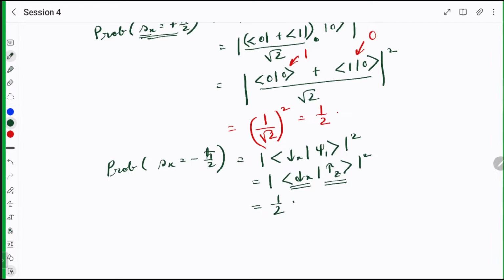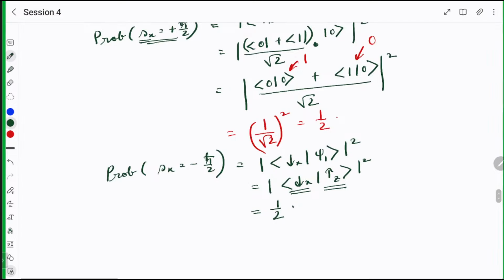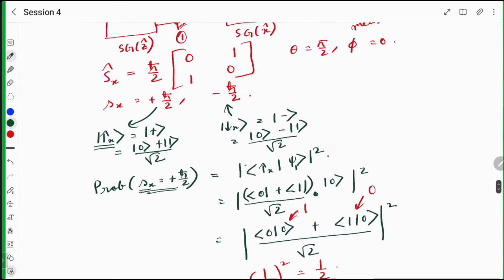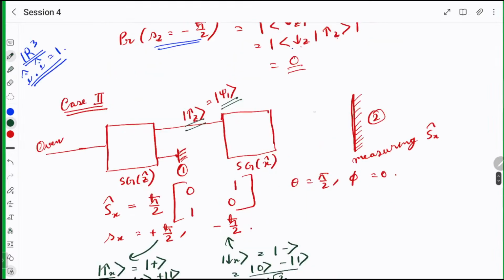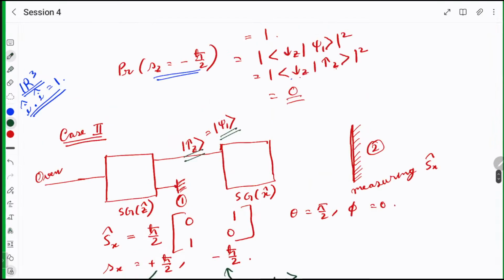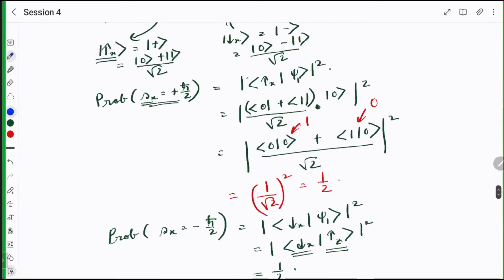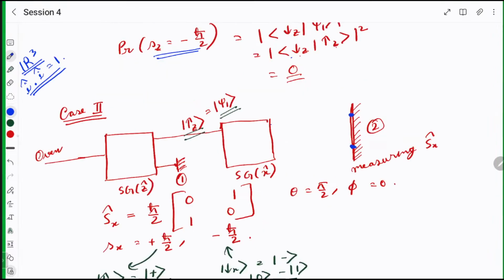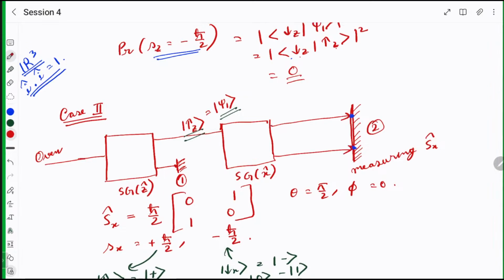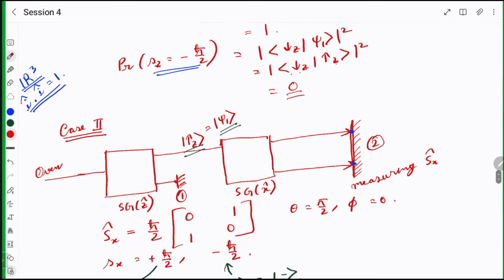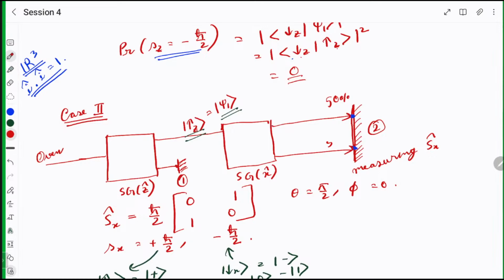So although classically we would expect that nothing would come out of here because the spin is in the up z state, what we find from quantum mechanics is that there is half probability that the electron will hit here, and a half probability that the electron will hit here. So 50% comes here and 50% comes here.